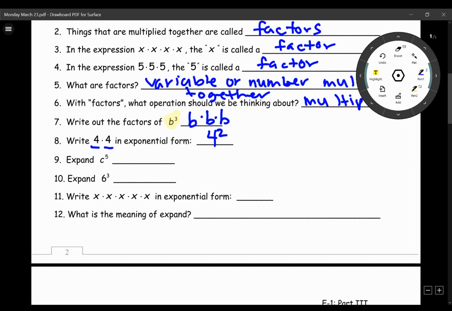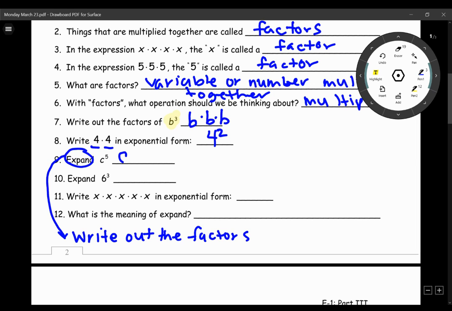Number 9 asks us to expand c to the power of 5, which basically means write out the factors. So expand means to write out the factors. So maybe you can guess how this is going to look, right? Similar to question number 7. So c to the power of 5 means c times c times c times c times c.